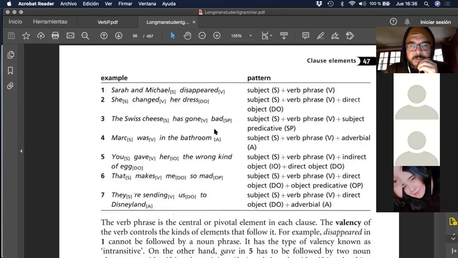Ya, una vez dicho eso, lo que estamos viendo en este lugar son los valency patterns de la lengua inglesa. ¿Qué significa un valency pattern? A valency pattern is the way in which an English clause is going to be built.